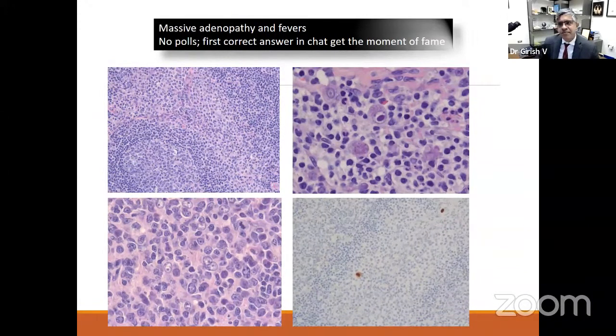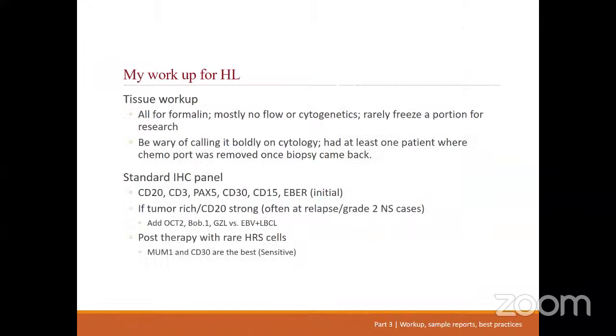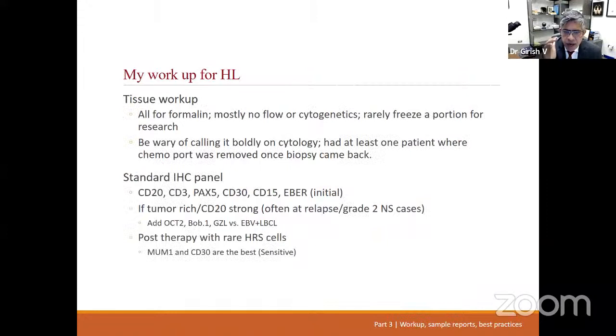Okay, fine. Thanks, guys. So with that, this is my typical workup for Hodgkin. I usually do all formalin. I tend to be a minimalist. Mostly I don't do flow or cytogenetics. And my colleagues hate me here for it. And that's just me. Rarely I will freeze a portion for research. And I'm generally telling people that they should be wary of calling things boldly on cytology. All my cytologists have fights with me because I'm not calling Hodgkin on cytology.